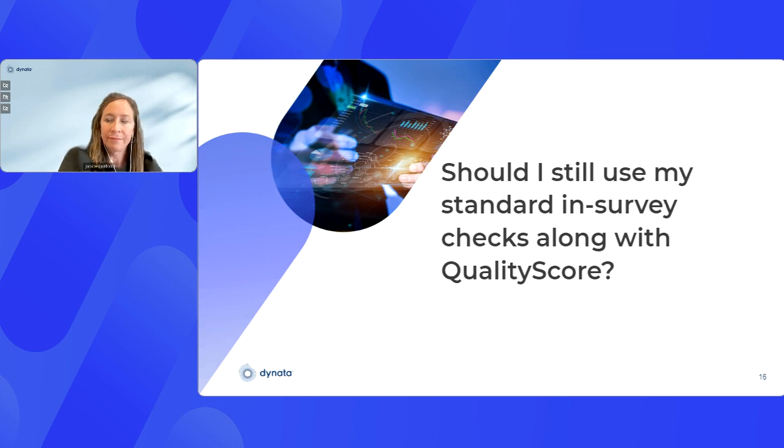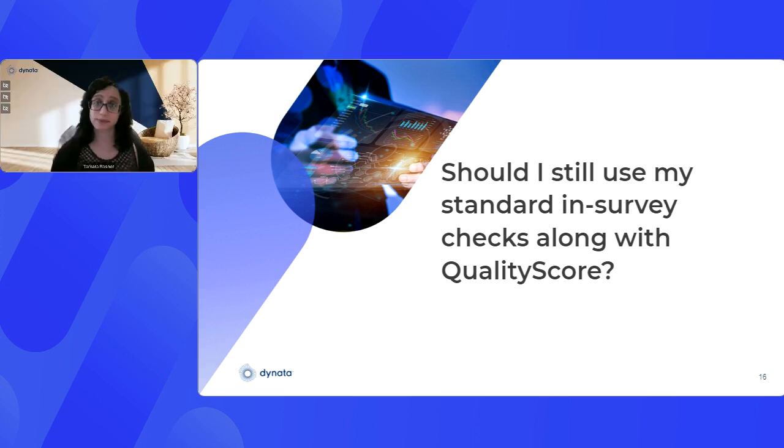Yeah, so QualityScore already includes checks for speeding and straight lining. And this behavior is incorporated into the final score, as well as the active behavior metric that Tom mentioned earlier. Since QualityScore already does have pretty sophisticated ways of looking at speeding and straight lining, it's not ideal to add another speeding or straight lining check on top of those QualityScore checks. And moreover, QualityScore looks at this behavior in a more nuanced way than a typical manual review might.